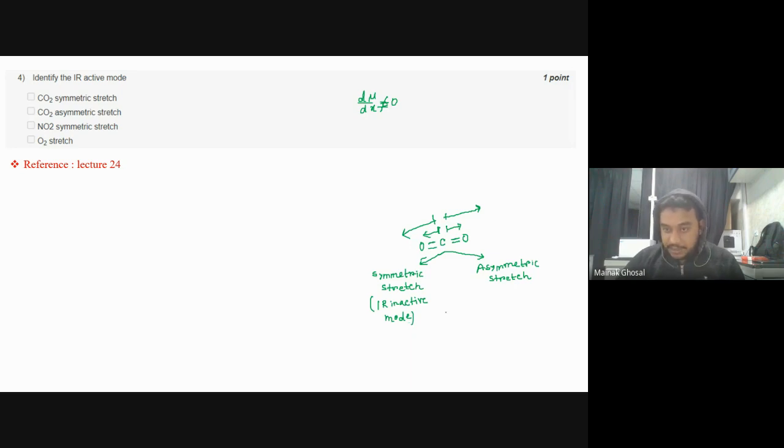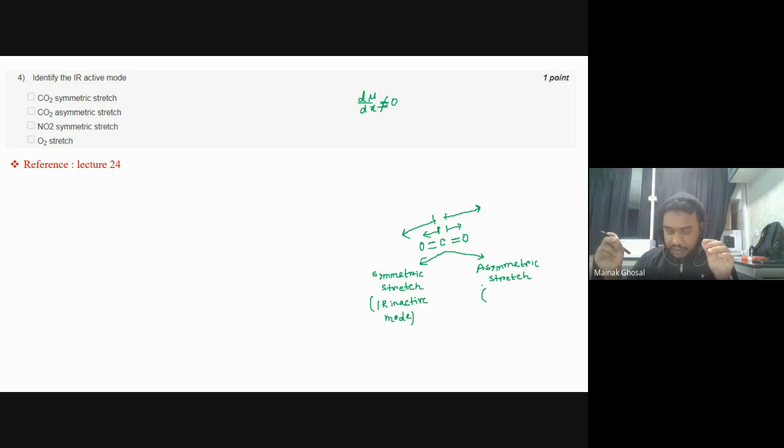Now coming to the asymmetric stretching mode. What does asymmetric stretching mean? Like I said about the symmetric case, asymmetric means one bond will be compressed and another bond will be expanded, or it is expanding by a different amount. That means there will be no correlation between your two bonds.